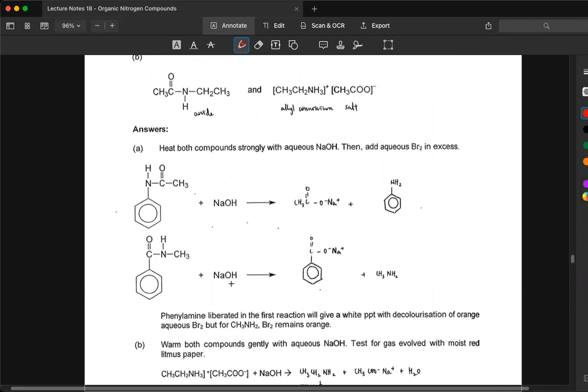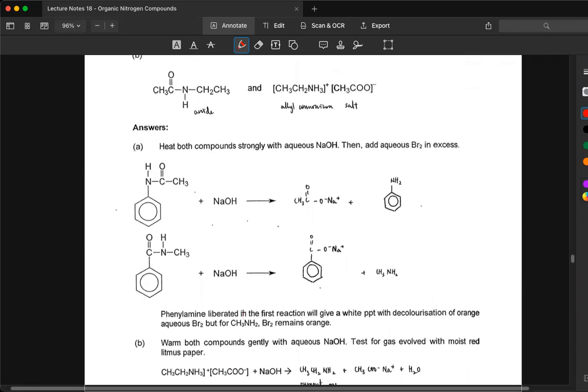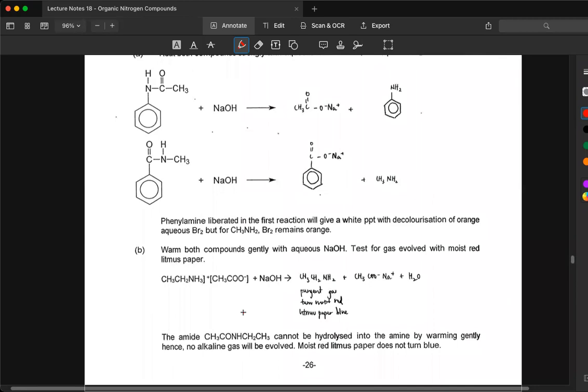As for the amide, it cannot be hydrolyzed into the amine by warming gently. No alkaline gas will be evolved. Amide cannot be hydrolyzed by warming gently.